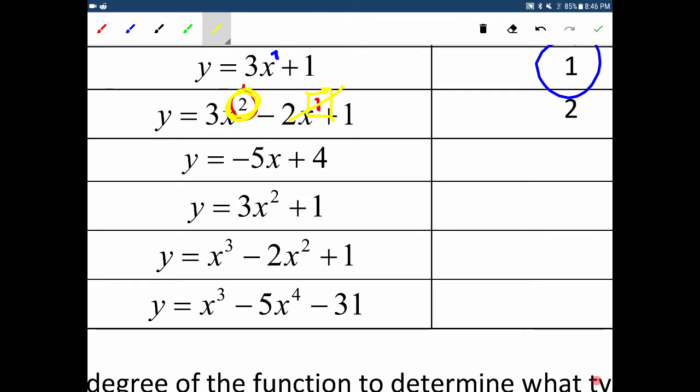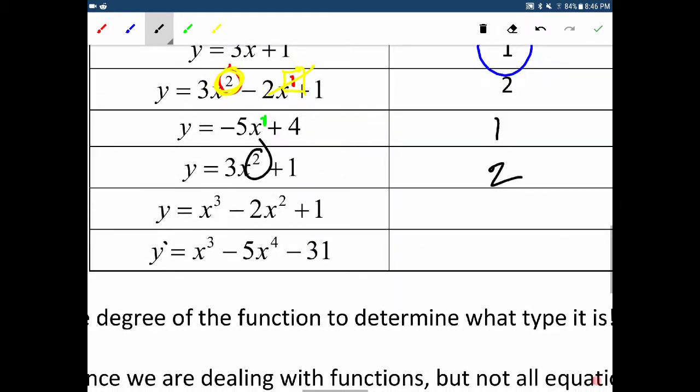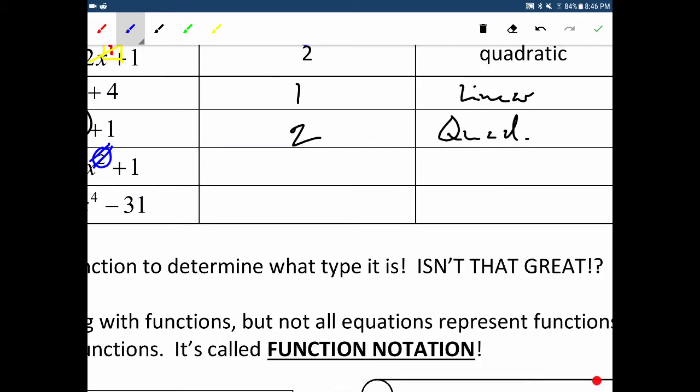So for the next one, you can see the only exponent is the invisible 1. So that makes this a degree of 1, which makes it linear. Okay? But if we move to the next one, we've got an exponent of 2, which makes this one quadratic. Okay? Now, this next one here, the degree is going to be 3, because even though I have an exponent of 2, I don't care about the 2. I care about the biggest one, and the biggest one here is a 3. So this has a degree of 3.